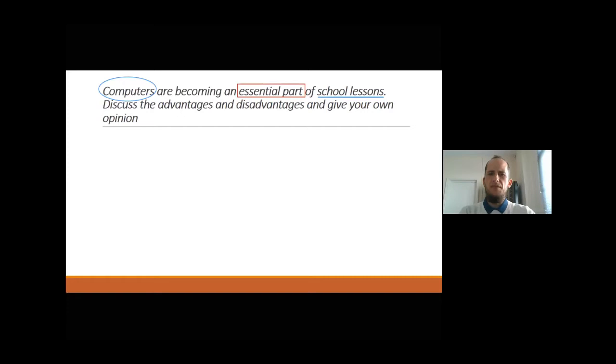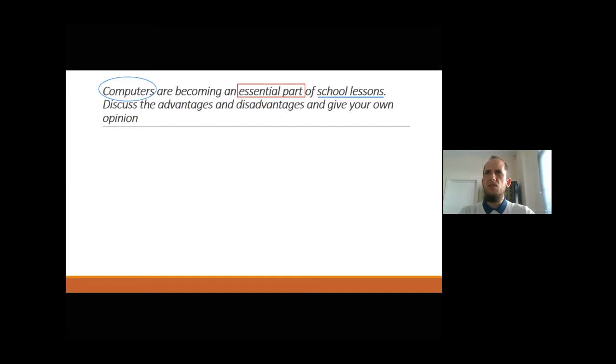And we've got significant, important, must have. I think that must have, vital. That's another good word there. Vital part. So must have. You can't do without it. So computers are becoming an essential, a must have at school lessons. Is this good or is this bad?